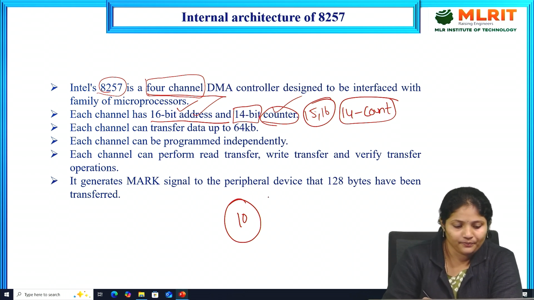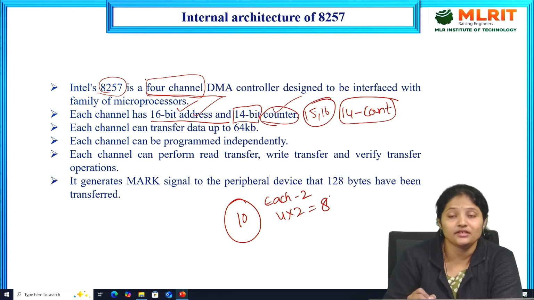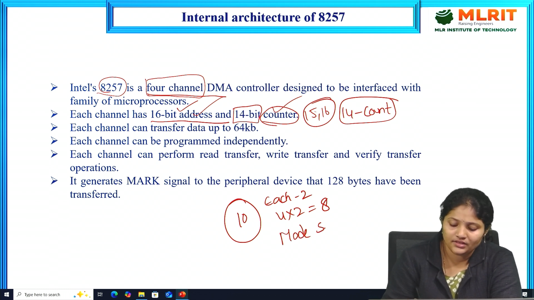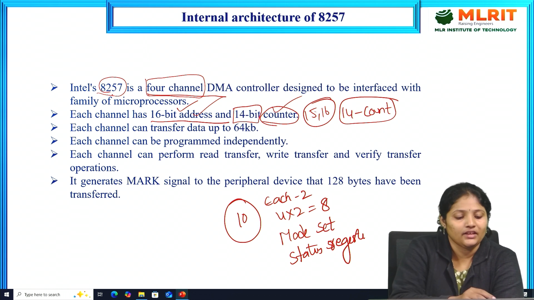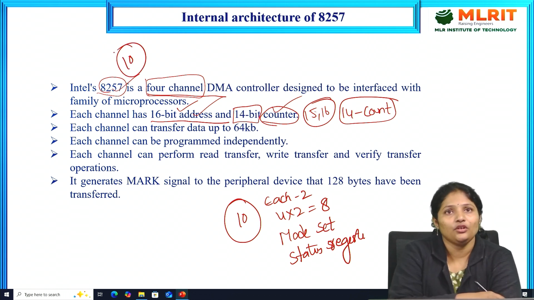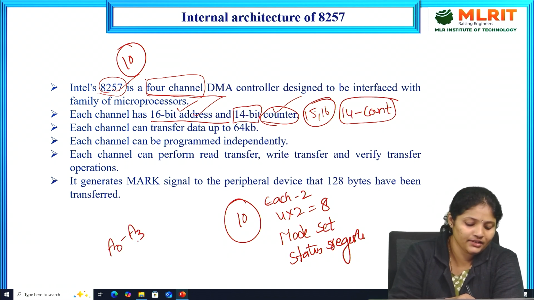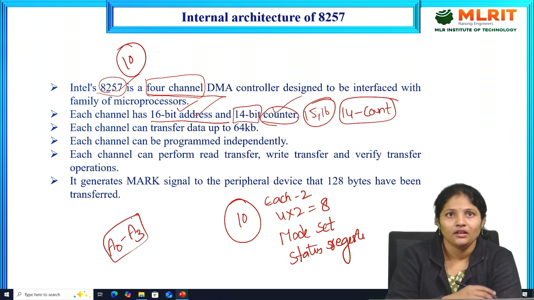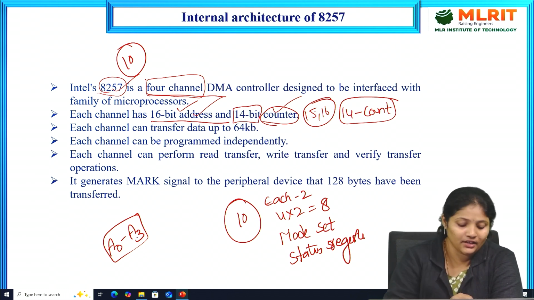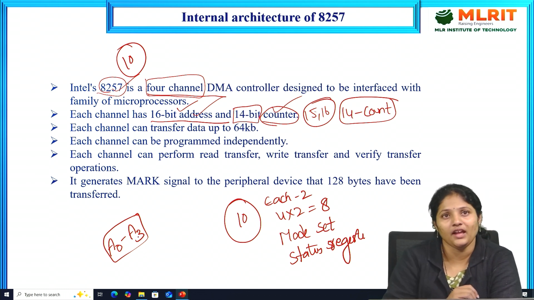Each channel has 2 registers, so with 4 channels there will be 8 registers, which are 16-bit registers. Another register is the mode set register and another one is the status register. So totally the 8257 has 10 registers. To access these 10 registers, we use the A0 to A3 address lines. Here we have 8-bit address lines, and in particular the lower order address lines A0 to A3 will access these 10 registers based upon their address.